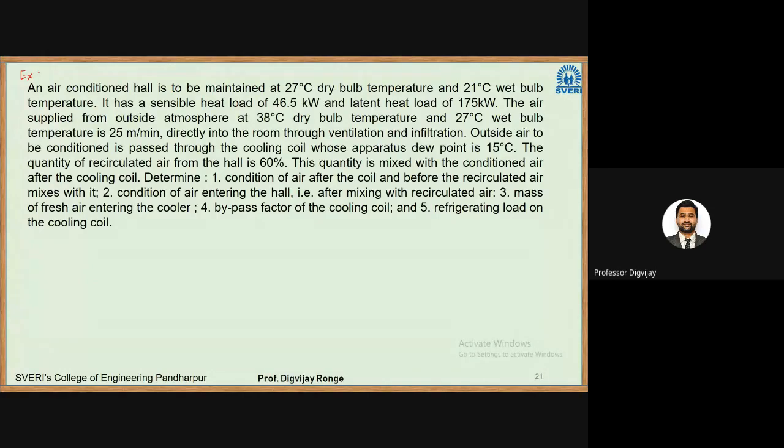Considering the attendance today, what we'll do is I will solve one example numerical, and then we'll see. So in the last lecture, we have seen the heat load calculation procedure.